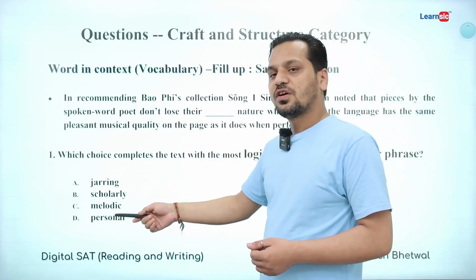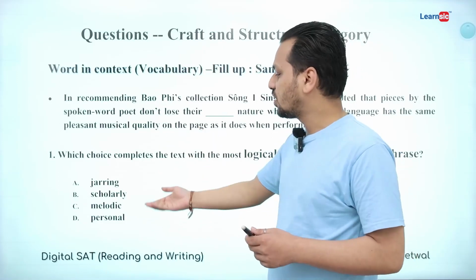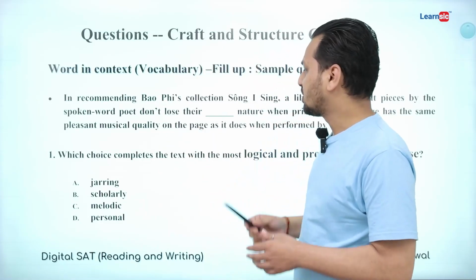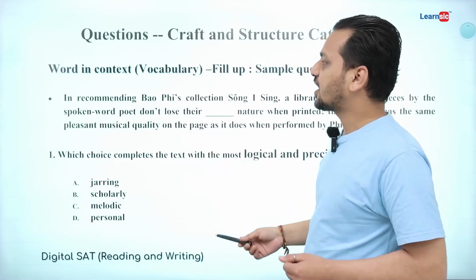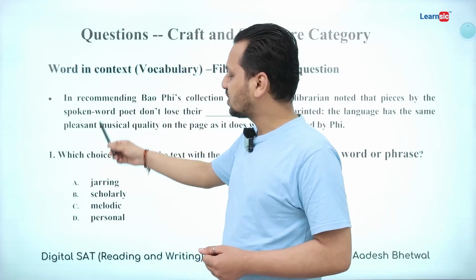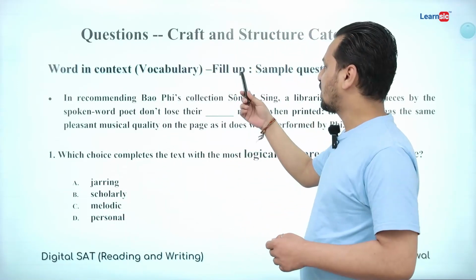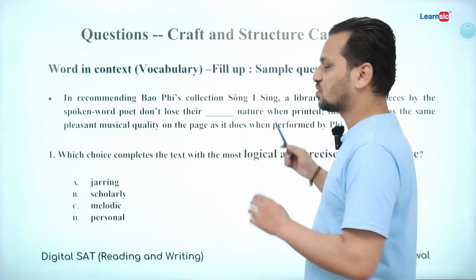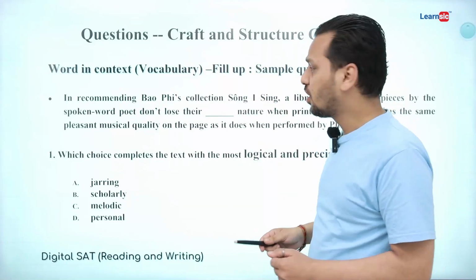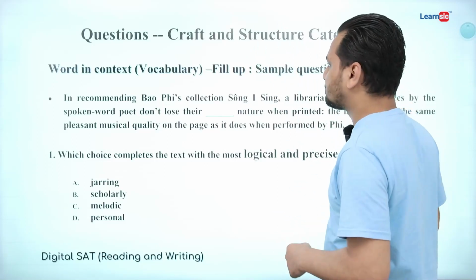So you need to choose the one which particularly fits there, and our options are jarring, scholarly, melodic, and personal. You will be reading the text and finding out which word fits here. So you read the text, find the context, and choose the one that logically fits there. So you are filling up the given blank. This is one kind of word in context or vocabulary question that you find in the craft and structure domain.